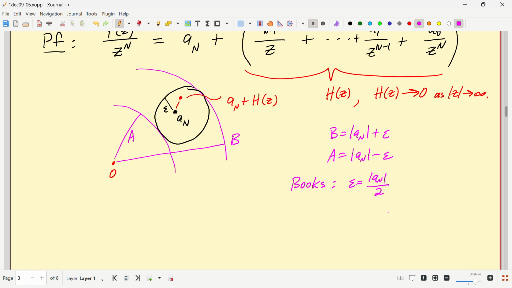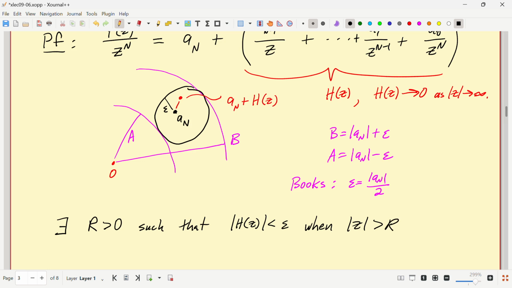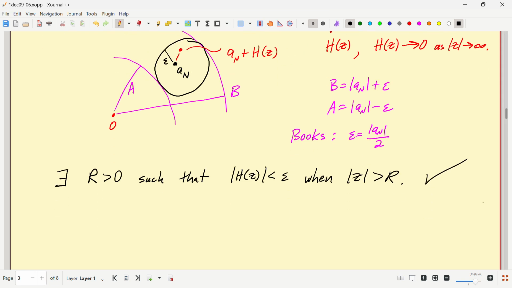So there's an R that makes that happen. There exists an R such that h of z is less than that epsilon in the picture when mod z is bigger than R. And if I multiply through by the z to the n again, I get the estimate. So check. All right, I'm going to use this basic estimate and Liouville's theorem to prove the fundamental theorem of algebra in no time.